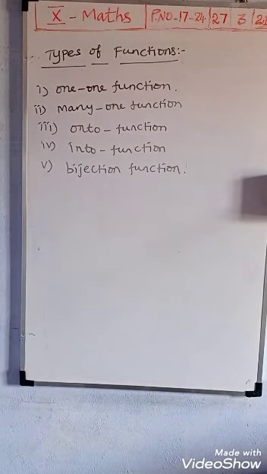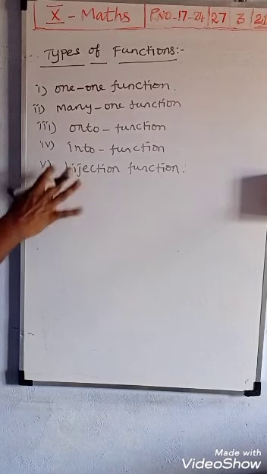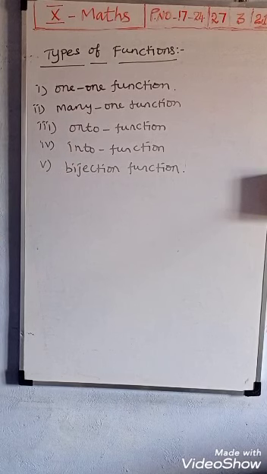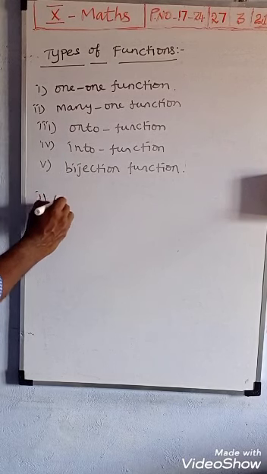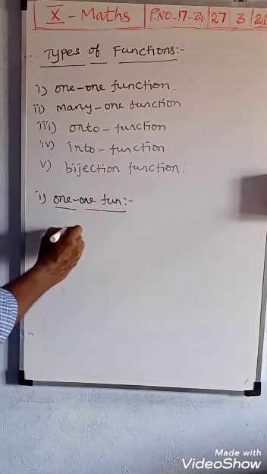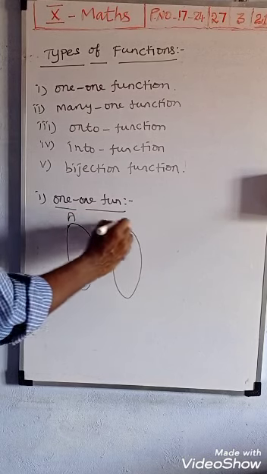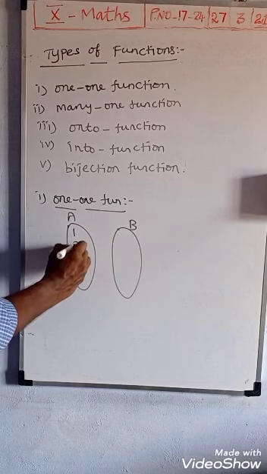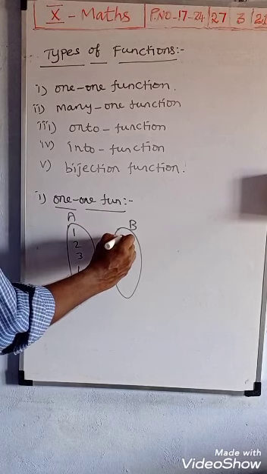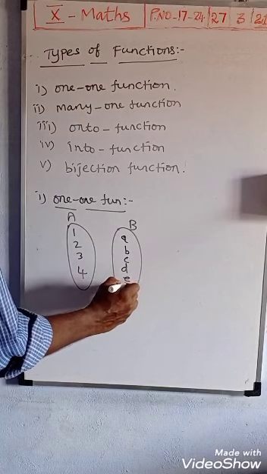First one, what is a 1-1 function? You see in your book, page number 20, all the functions are given, and the definitions are given. It is easy. First see this arrow diagram, then you will understand. Consider the two sets A and B. The A set elements are 1, 2, 3, 4. The B set elements are A, B, C, D, E, F.